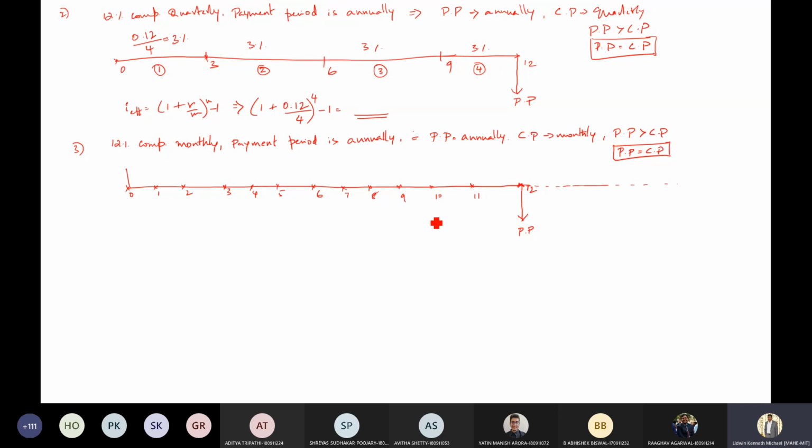So in this case, what happens? What would be the interest rate on a monthly basis? What would be the interest rate on a monthly basis? Any idea? 1%. Yes, it will be 1%.